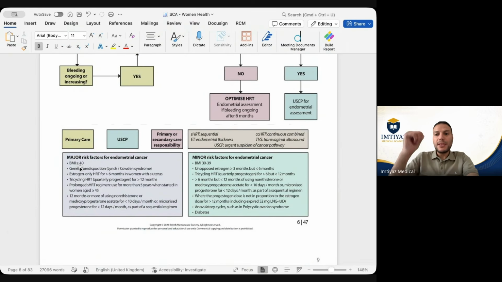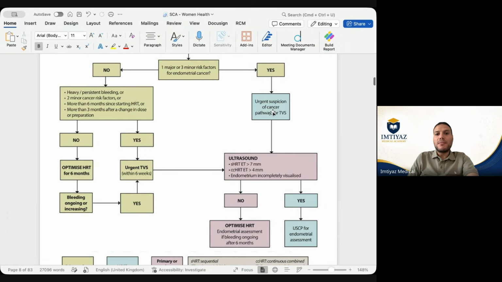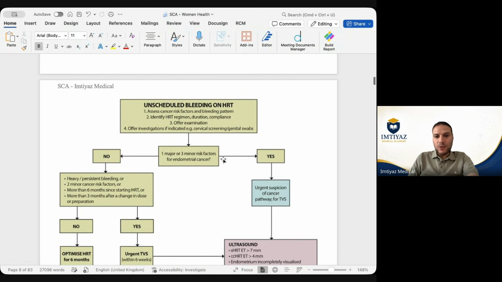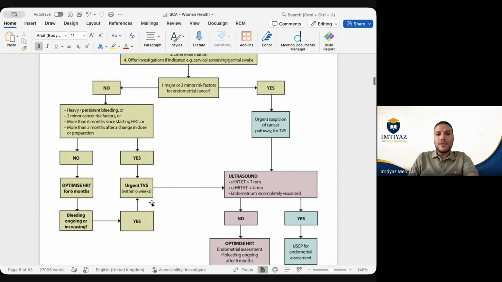What does that mean? That means if you started her on HRT last week and she's coming with bleeding today, you assume it might be cancer. What you need to do, as you can see here, is the urgent suspicion of cancer pathway. You need to refer her to have an ultrasound scan within 2 weeks to rule out endometrial hyperplasia and to assess endometrial thickness, and so on. So one major or three minor risk factors, yes, urgent. If two minor risk factors, she will need an urgent ultrasound within 6 weeks. This one within 2 weeks.